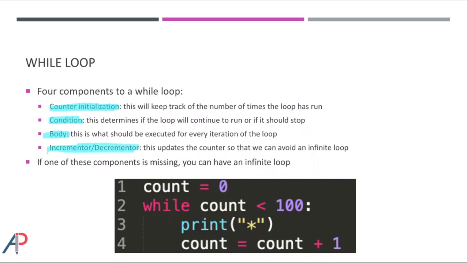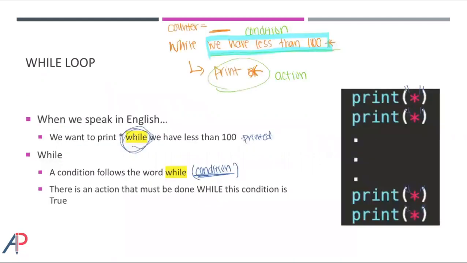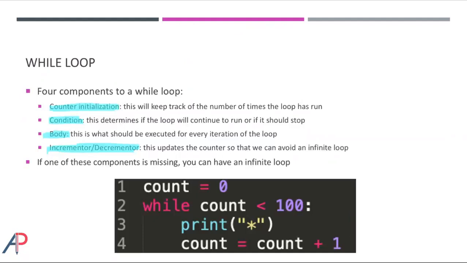If you don't have an incrementer or a decrementer, then you run the risk of having an infinite loop. An infinite loop is exactly what it sounds like. It's a loop that runs forever. Fortunately, most IDEs or anything you run your code on have some kind of fail-safe, something built in that can detect if your code is going to end up in an infinite loop, and then it will stop the program from running so it doesn't just overwork your computer. Most of the time, you can avoid that if you have all 4 of these components of your while loop.